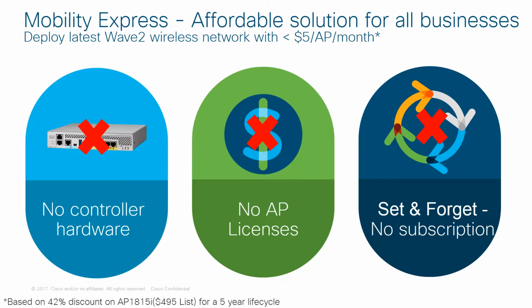Mobility Express is a true set-and-forget solution. The only thing you need to purchase in order to deploy Mobility Express is the Wave 2 access points running Mobility Express code. That's it. Mobility Express can be deployed at less than $5 per month per AP based on the standard Cisco discount for a 5-year life cycle with Cisco 1815i access points, making Mobility Express the most affordable enterprise-class solution for SMB.